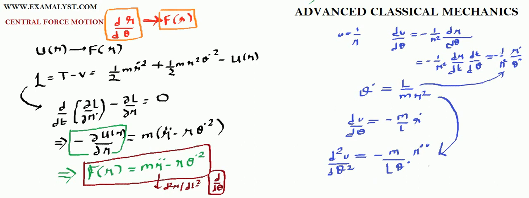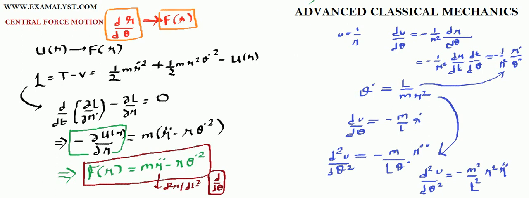You will get d square u divided by d theta square equals minus m square divided by L square. This L is the angular momentum, and there will be an r square and an r double dot. Agreed? So now you can find what r double dot is.